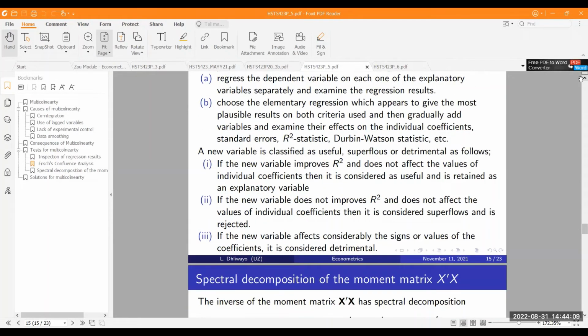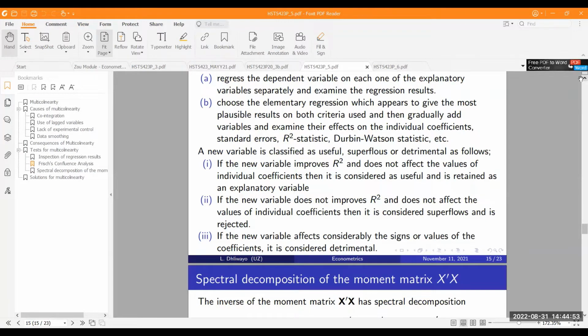Now, a new variable is classified as useful, superfluous, or detrimental as follows. Number one, if the new variable improves R squared and does not affect the values of individual coefficients, my coefficients beta naught, beta one are not affected, then it is considered useful, and is retained as an explanatory variable. Is it clear? Can I give you an example?